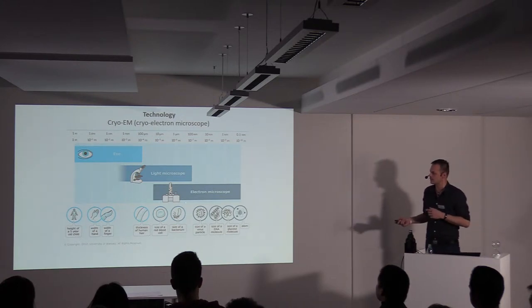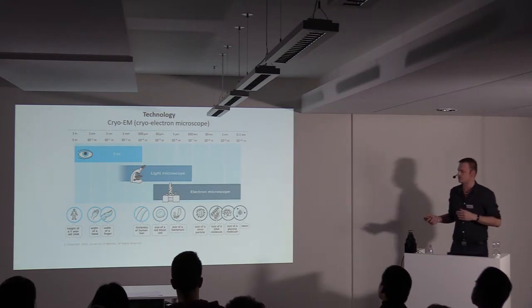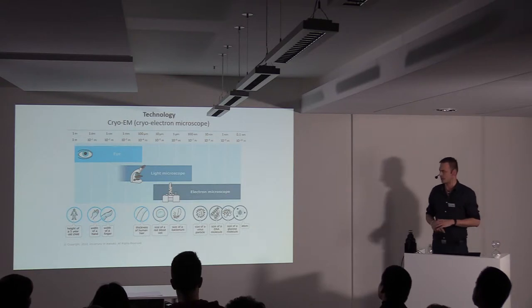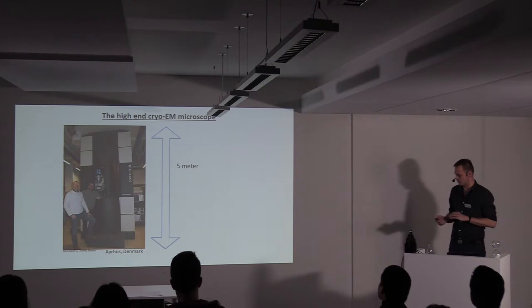And if you want to look at the really small things that make up life, like the proteins, DNA, the amino acids, or even atoms, you need an electron microscope to get there. Okay, electron microscope, that's how it looks.